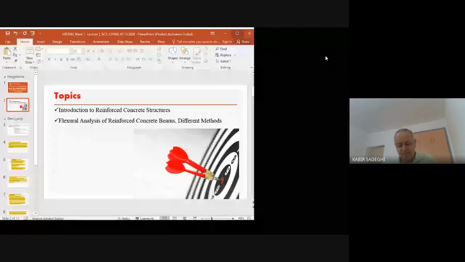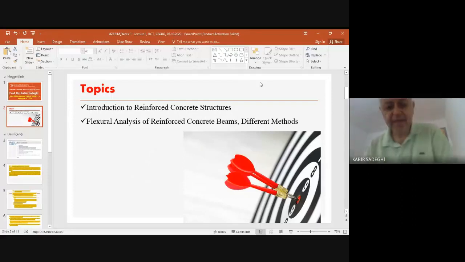Therefore, the topics of our lecture today. First, we see an introduction to reinforced concrete structures. And then we see flexural analysis of reinforced concrete beams, different methods. We have the WSD method, we have the USD method. I will explain more.